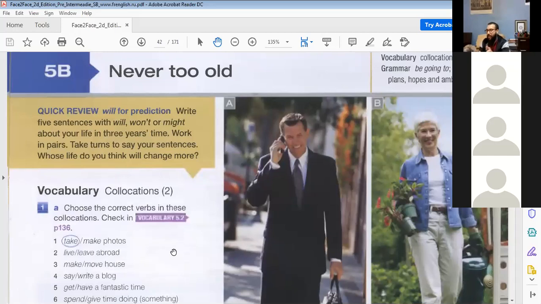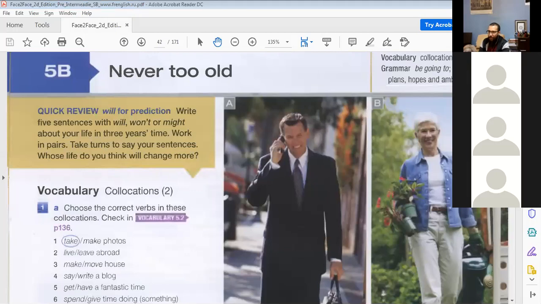In this lesson, we'll still talk about the future, but this time we're going to change a little bit to talk about plans. We're going to talk about hopes and ambitions. Now, I have a question for everyone here. What's the meaning of these words, hopes and ambitions? What do you think it means? Plans, hopes, and ambitions. What does this mean?